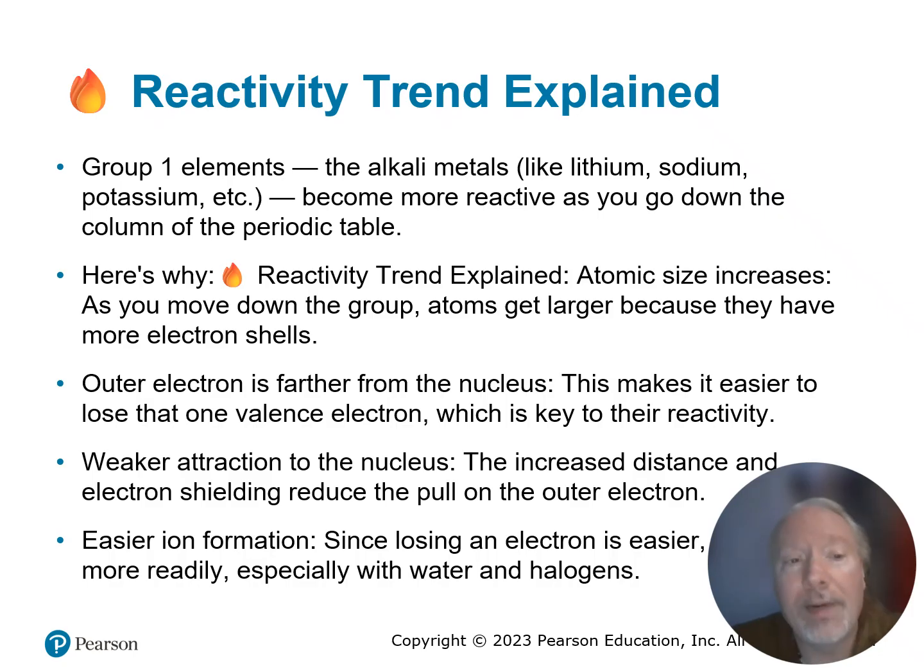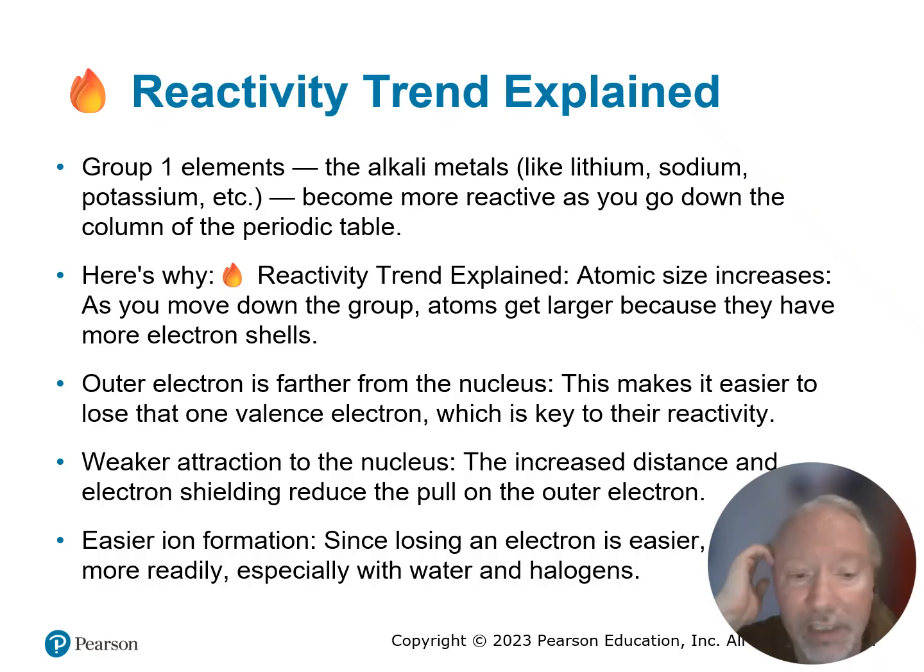Thinking about the reactivity, group 1 elements like lithium, sodium, and potassium become more reactive as we go down the column. Of course, group 1 is more reactive than group 2. Atomic size increases as you go down a group. Atoms become larger because they have more electron shells and more core electrons. The outer electron becomes further away from the nucleus, making it easier. Less energy is needed to pull that electron away. There's weaker attraction of the valence electrons to the nucleus because of the electron shielding by the core electrons. Easier ion formation.